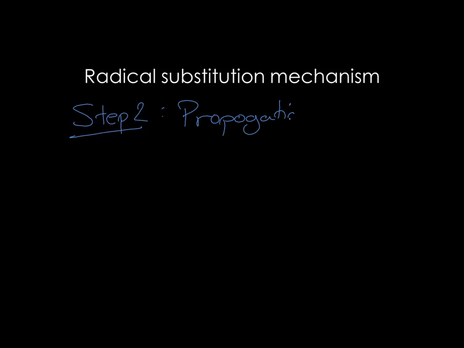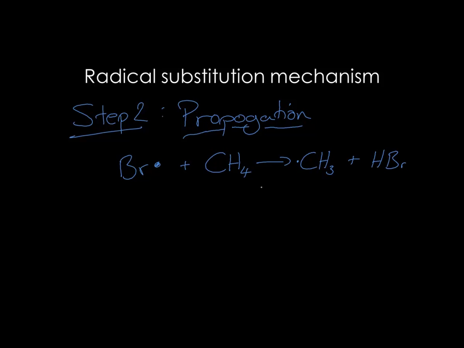Step 2 is the propagation. So that bromine radical that we formed before can react with a methane molecule, and it will rip off that hydrogen, forming a methyl radical and our hydrogen bromide.